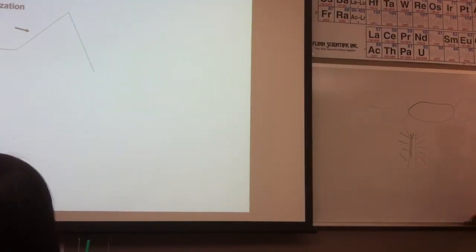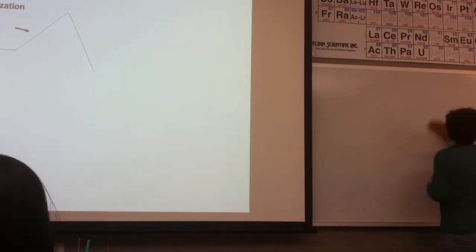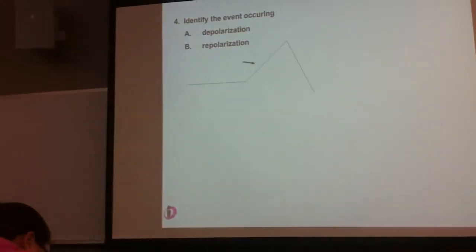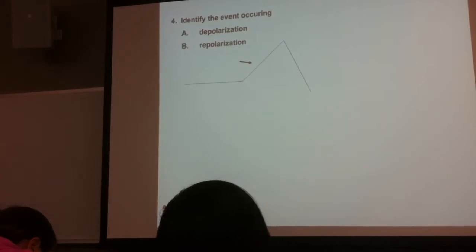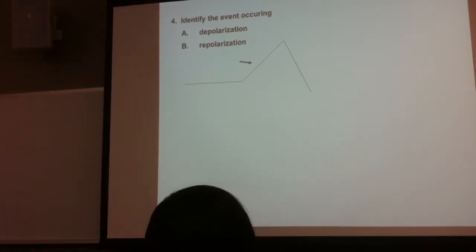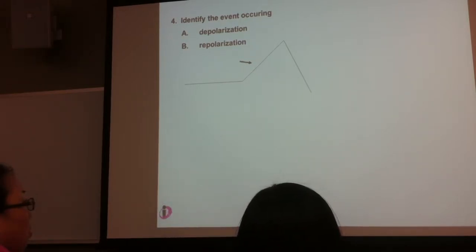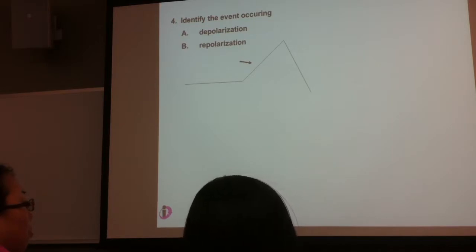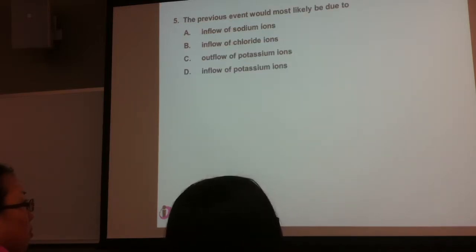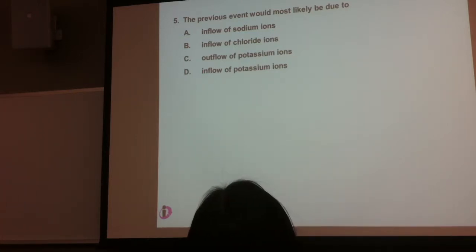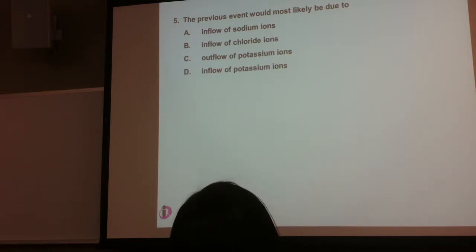Let's do a little bit of review. Favorite subject from last semester? Action potentials and potentials in general. So at the point where the arrow is showing, how do we identify that change in the membrane positive and negative nature? Depolarization. Okay. Now, the previous event, so what we saw as depolarization, would most likely be due to which of those events? A. Inflow of sodium ions.